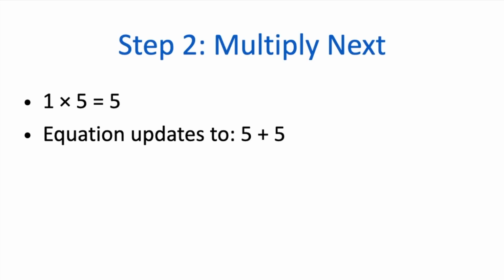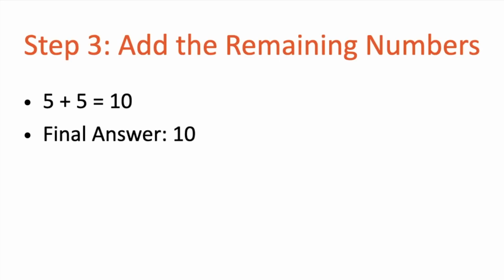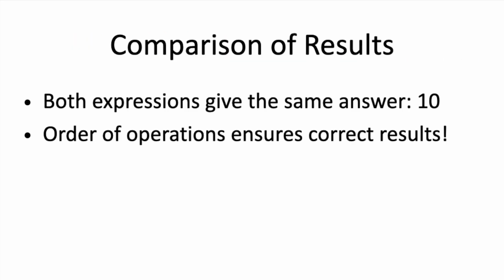Next we multiply 1 with 5, which equals 5. Now the equation simplifies to 5 plus 5. The final answer for this expression is also 10. Even though these expressions look different, following the BODMAS rule gives us the same final answer, 10, in both cases.